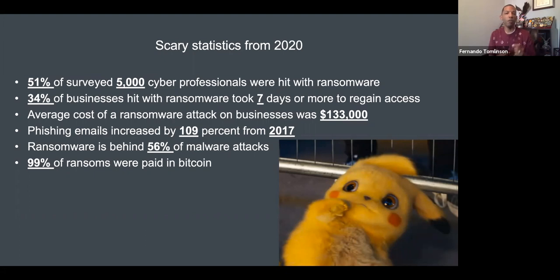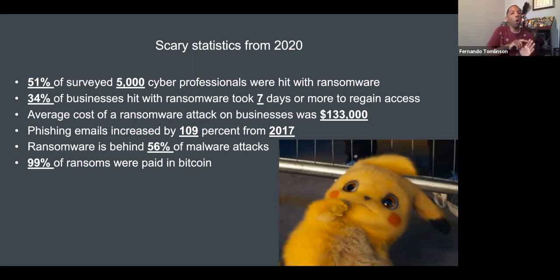Phishing emails from 2017 have increased by 109%, and it's only going to continue to increase. And of all the malware attacks, 56% of them, over half, were based on ransomware. 99% of ransoms were paid in Bitcoin.